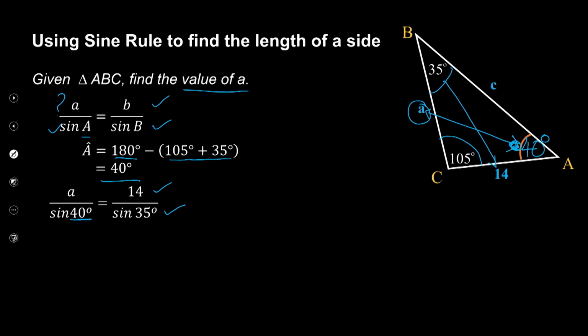Now, we've just got to do some algebra to complete this. We multiply both sides by sine of 40, and we end up with a neat little fraction that we've got to put into our calculator because we multiplied both sides by sine of 40. So 14 times sine of 40 divided by sine of 35. Again, let's go to our calculator and put this in.